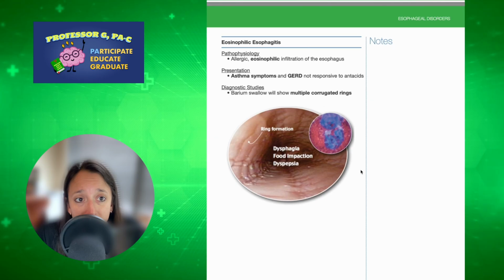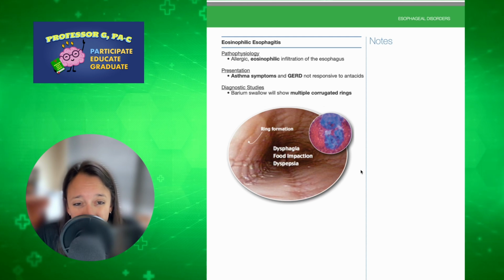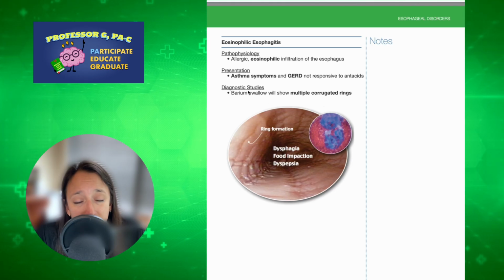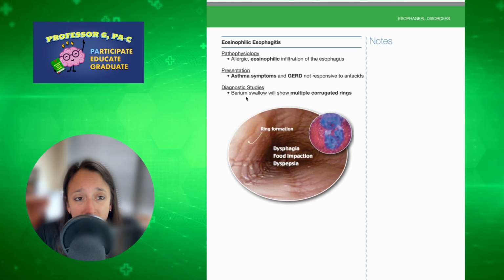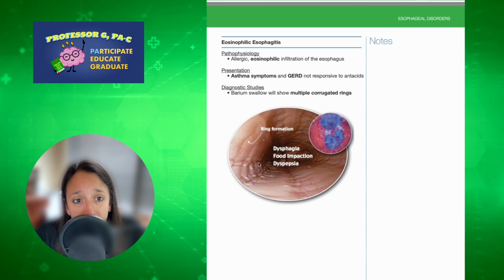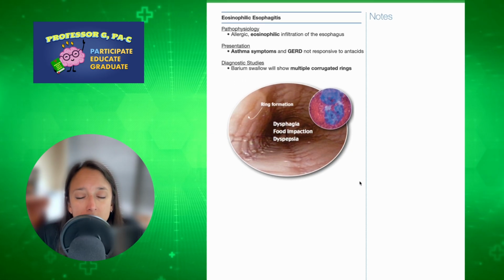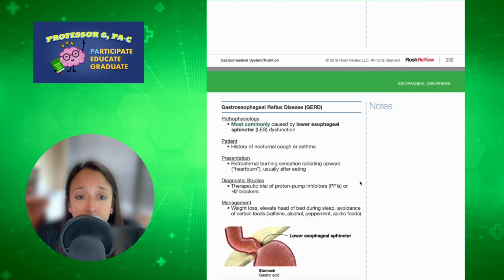Eosinophilic esophagitis is an allergic type esophagitis where eosinophilic infiltration happens in the esophagus. It can also happen in the stomach. And asthma symptoms, atopy, and other things are related to it. And this is usually not very responsive to antacids. These patients get GERD. And we'll often do an EGD, which shows this ring formation in here, which is pathognomonic. We usually treat them with steroids, usually inhaled steroids that we have the patient swallow. Sometimes we have to resort to oral steroids.